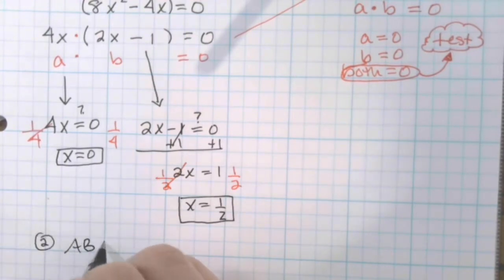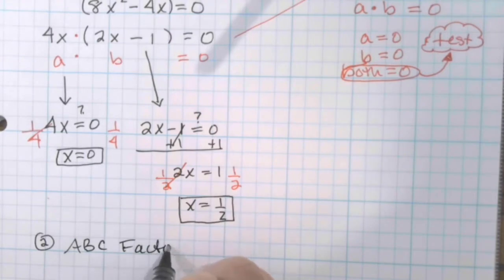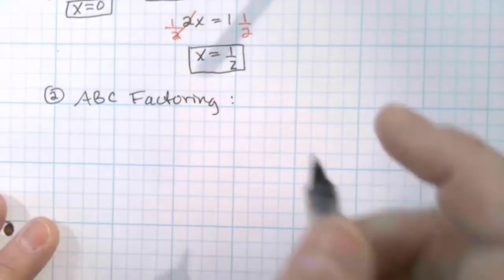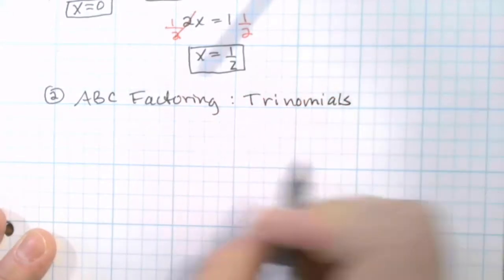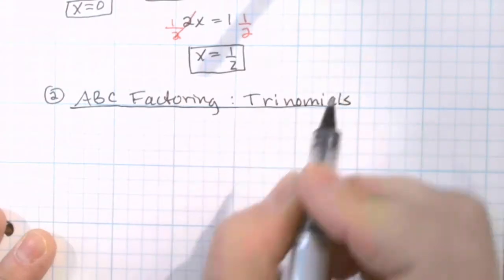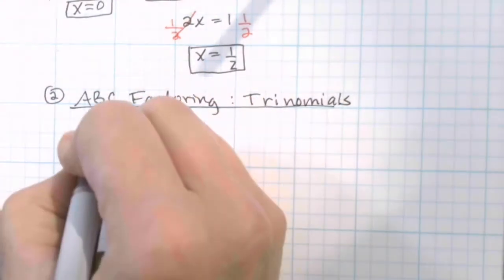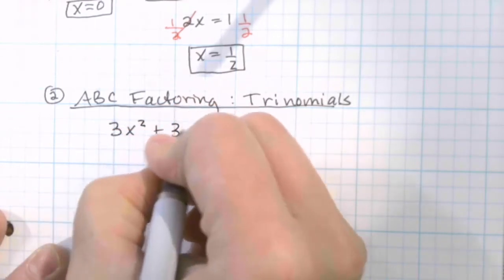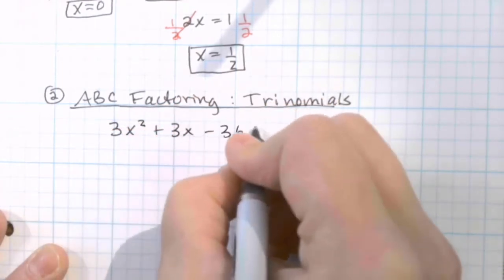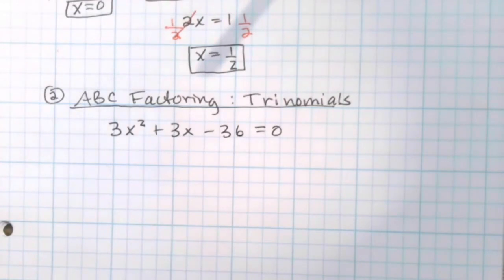ABC factoring. This is a type of factoring that's done with trinomials. And it's one of the most common, but sometimes the most challenging. Okay, here's our example: 3x squared plus 3x minus 36 equals 0. We are going to solve for x.